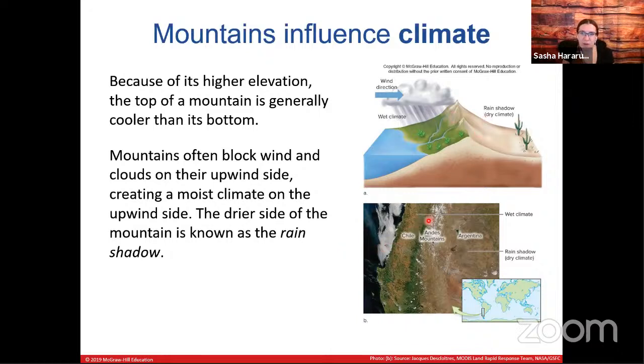An example where that happens is this area in Chile. Warm air masses full of moisture travel from the ocean, and all of the rainfall is deposited on the western side of the mountain, and nothing is left for the eastern side, and that is why there is desert over here.